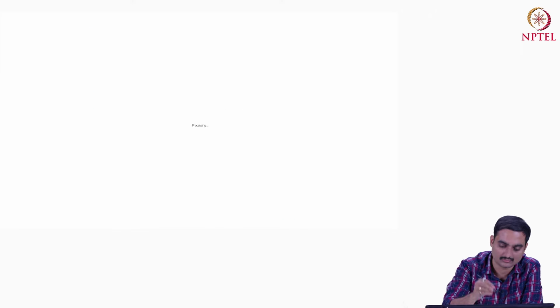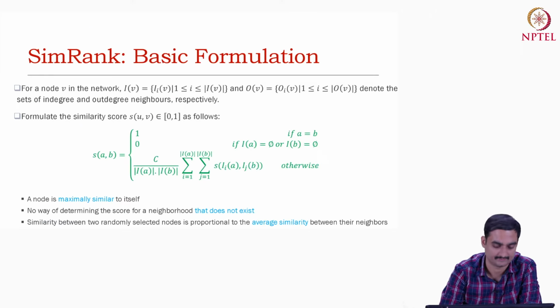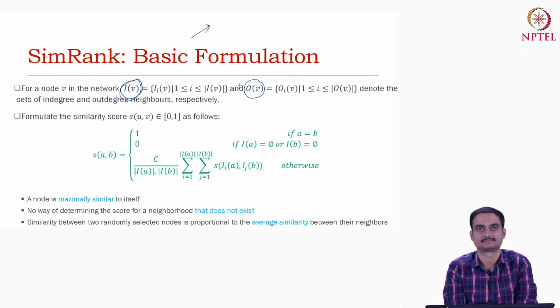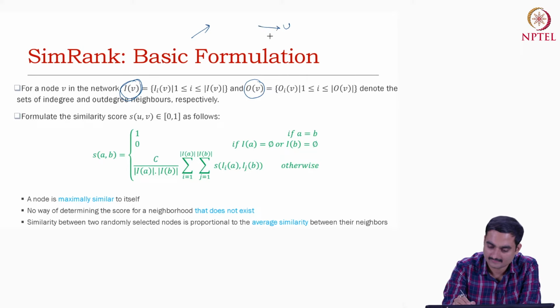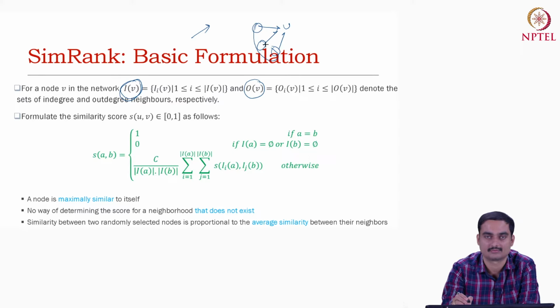Okay. Now how do we do this computationally? Let's assume that there are 2 quantities. If the graph is directed, then you have inward edges and outward edges, inward neighbors and outward neighbors, right. So I(V) is the set of inward neighbors and O(V) is the set of outward neighbors. So this node, this node, this node are inward neighbors of V and these are outward neighbors of V.